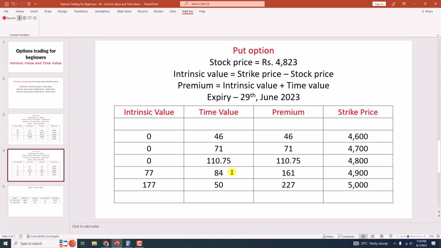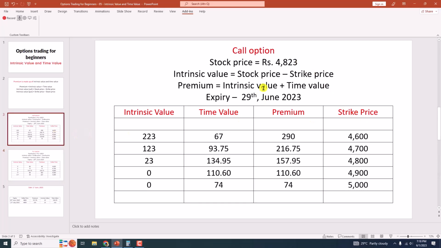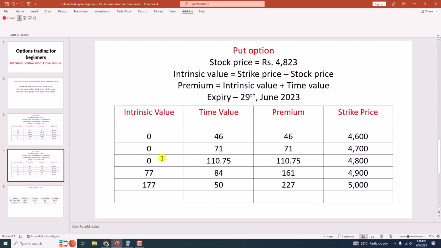What is time value? Time value is the value that you pay for the time, hoping that the price moves in your direction. Now the direction that you want the price to move is down, whereas here you are hoping the price will go up. All right, so I hope it is clear. As the option nears the expiry, the time value keeps on decreasing. It is called theta decay, which we will learn later. Do not worry about this right now.